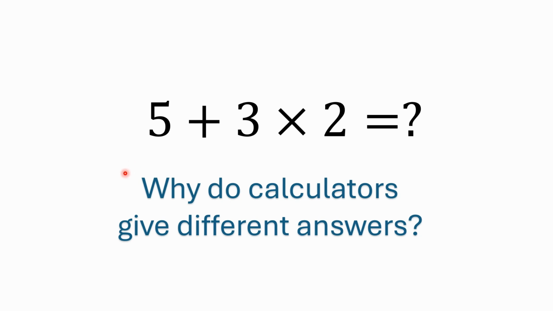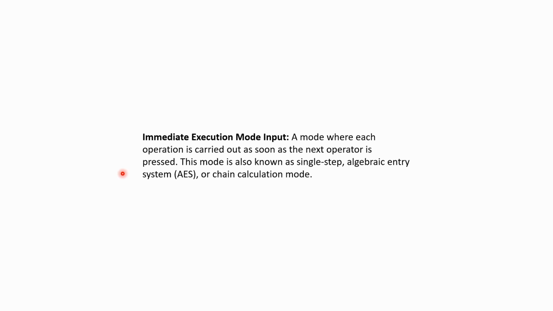What I wanted to do is talk about the different kinds of calculators that are out there. A lot of cheap calculators, even the Windows Standard Mode calculator, work in what's known as immediate execution mode. A lot of people don't understand that, but it's a mode where each operation is carried out as soon as the next operator is pressed. The mode's also known as single step algebraic entry system, and it's also sometimes known as chain calculation mode. A lot of cheaper calculators will work in this way. Your scientific type calculators will not.